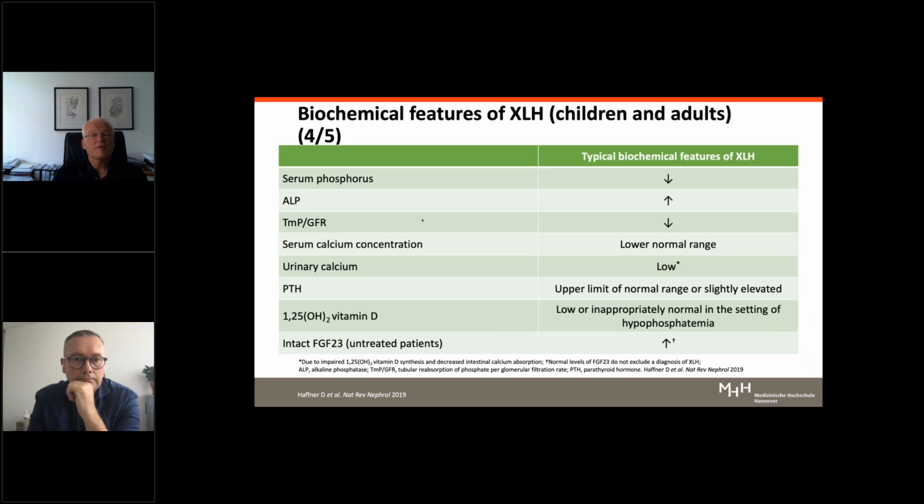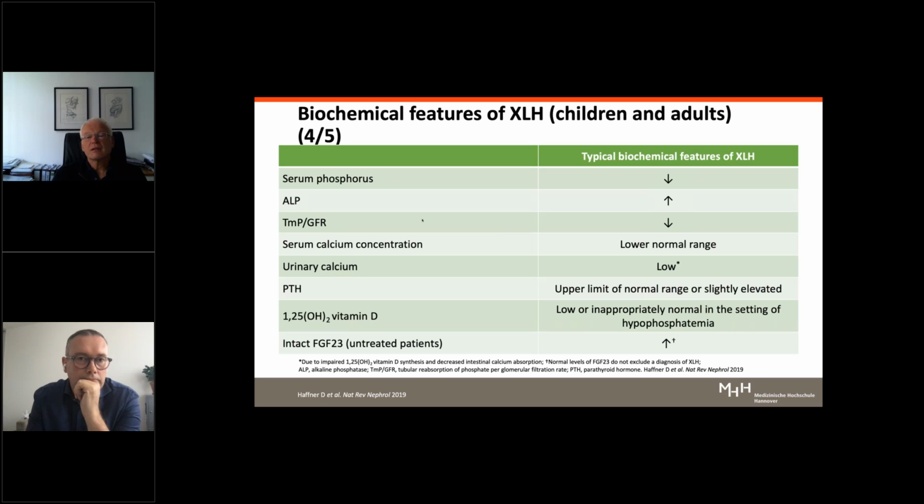So what are the typical features? So we have low serum phosphate, moderately elevated alkaline phosphatase level, reduced TmP over GFR, serum calcium is usually in the lower normal range. Urinary calcium is usually rather low because FGF23 decreases 1,25 synthesis and thereby intestinal calcium absorption. PTH is usually normal or maybe slightly elevated.